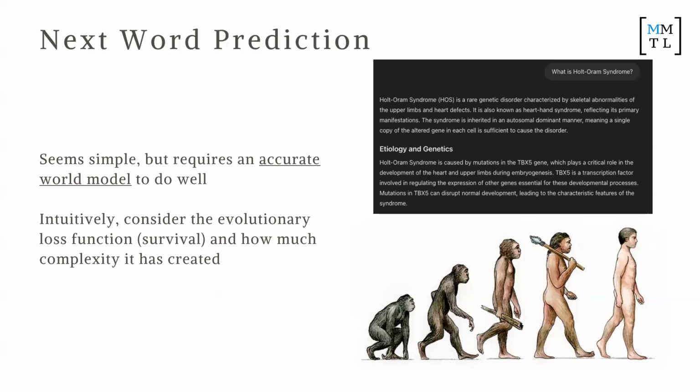All right, now network prediction. You might also see that called auto regression. So if you ever see auto regression, it basically just means network prediction. It seems really simple, but it actually requires a very accurate world model to do exceedingly well. Okay, so just think about that. It seems really simple, but it requires a very accurate world model to do well. So you got a question?